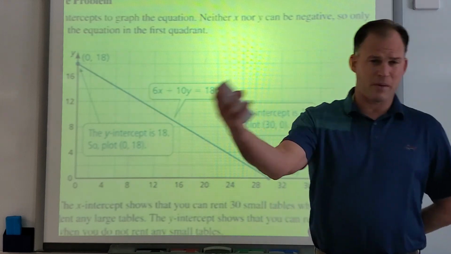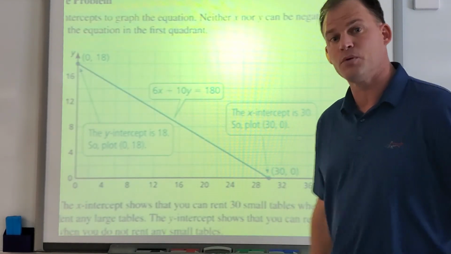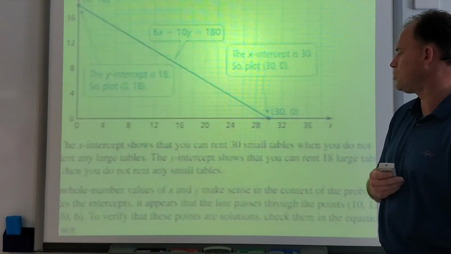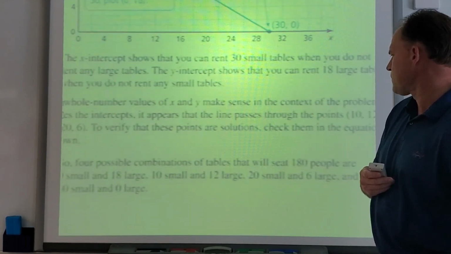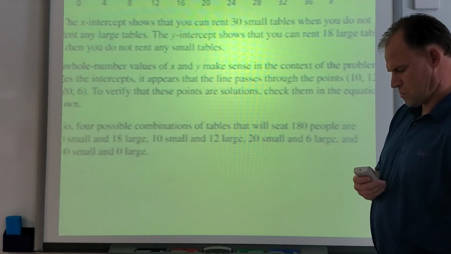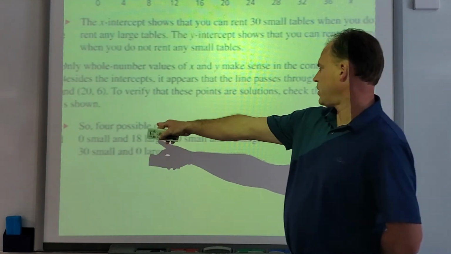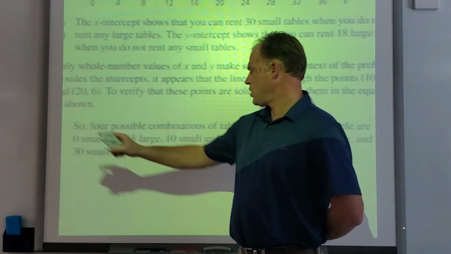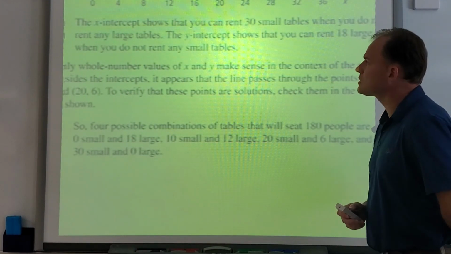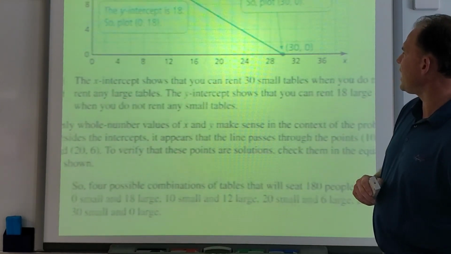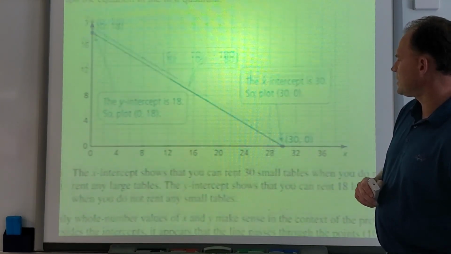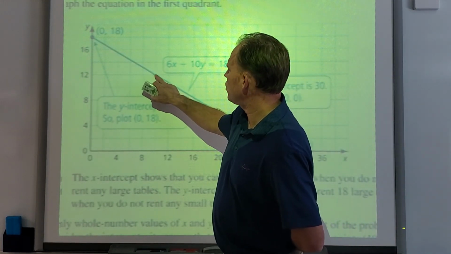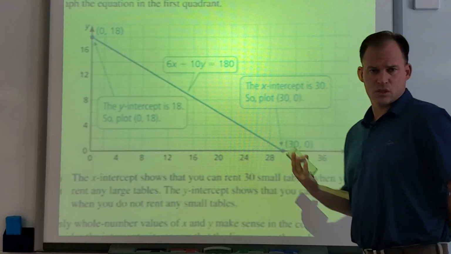Now, if you're sketching this by hand, you won't be able to tell, but hopefully on the computer you'll be able to see some solutions. So the problem said, what were 4 other solutions? Let's see if we came up with them. 0 and 18, 10 and 12, 20 and 6, and 30, 0. Those are all points, and you can get those by looking at the graph and seeing exactly where it goes through on a corner point to get solutions.